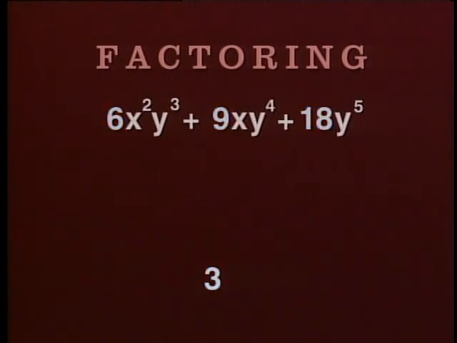Now move to the first variable in each term. Notice that the first two terms contain an x variable, but not the third. This means that x is not common to all terms, and thus it can't be factored out of the entire expression. But there is a y variable in each term.